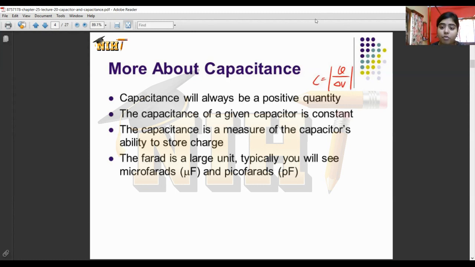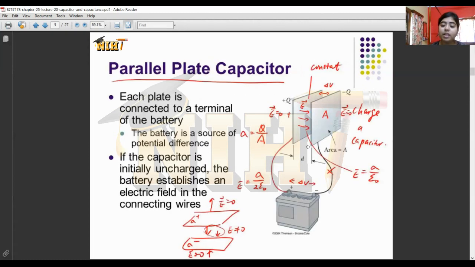Now moving to the next slide. Here you can see the arrangement of a capacitor. That is called a parallel plate capacitor. Here you can see that there are two metal plates. Let me name the two plates first. Suppose this is plate A and this is plate B.